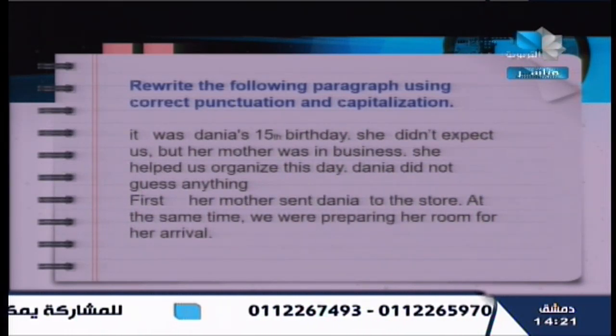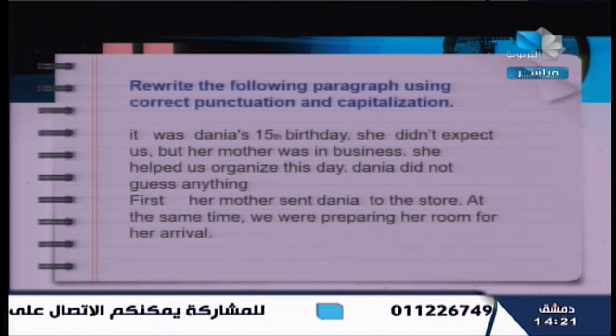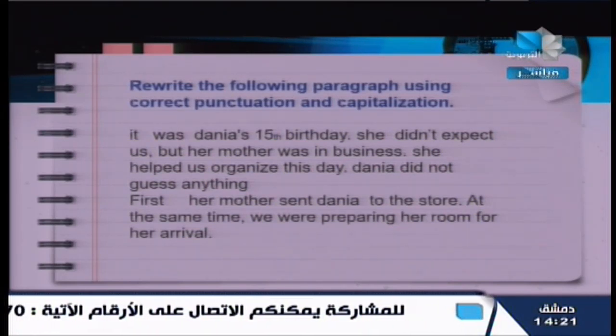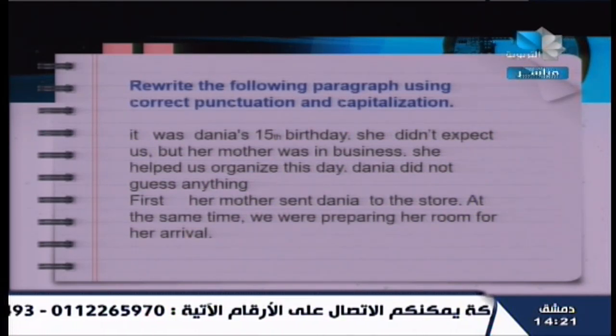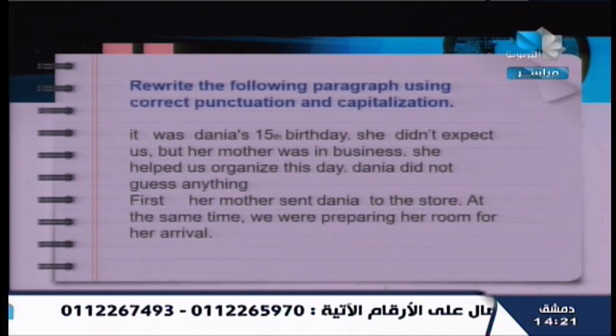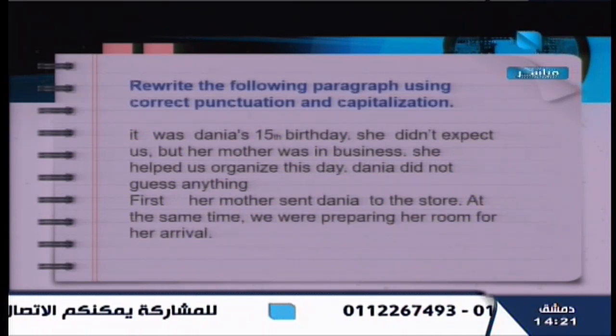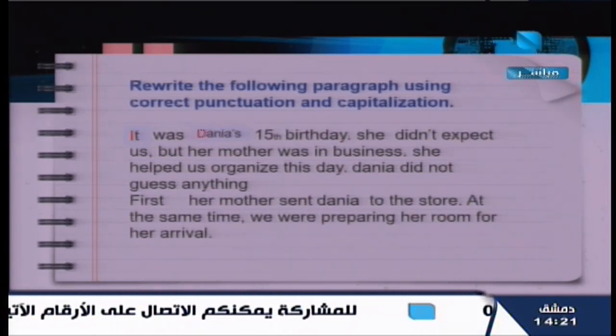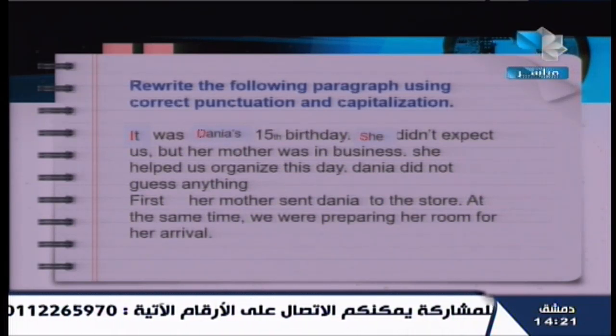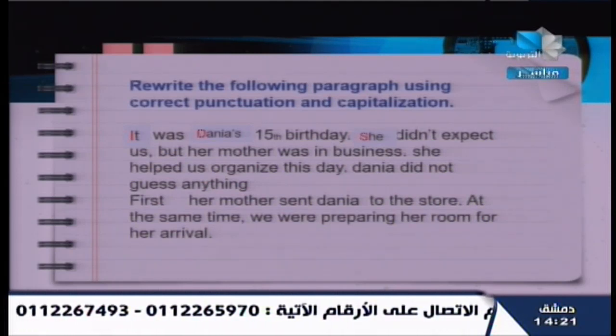Of course, here we have a paragraph. We should start with a capital letter. So there is a mistake here. It was Dania again. There is a mistake. It must be capitalized, the first letter. 15. You see? 15th birthday. Another one at the beginning of the sentence.